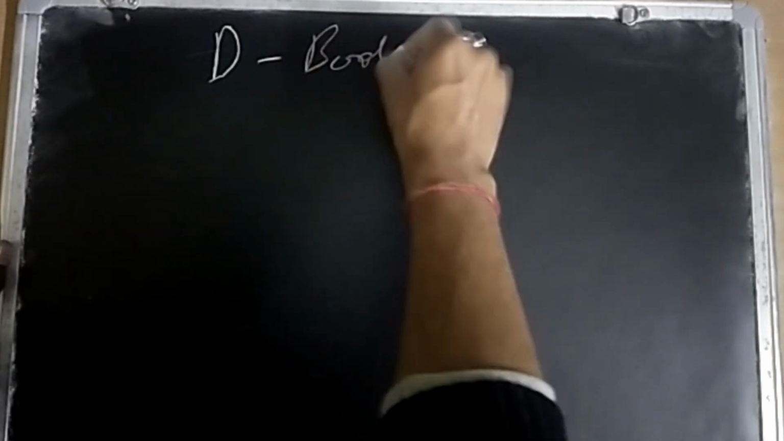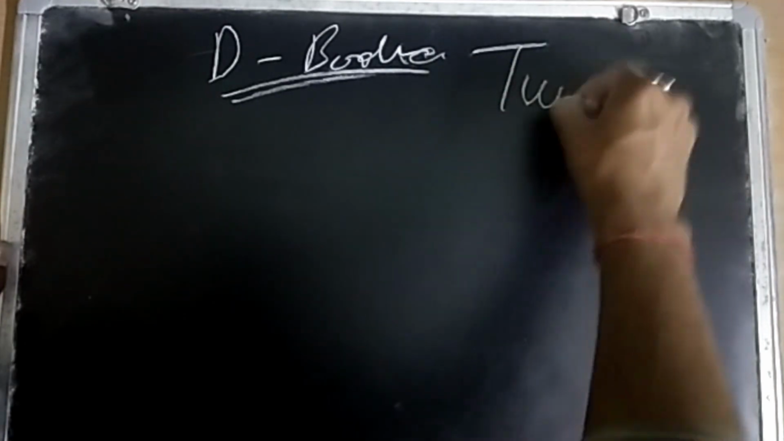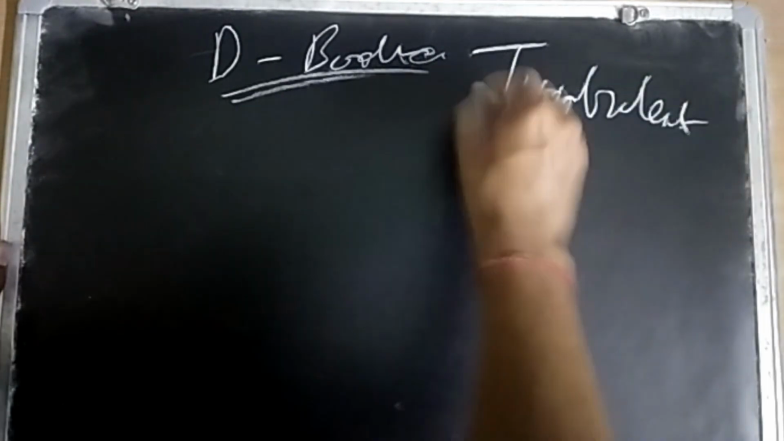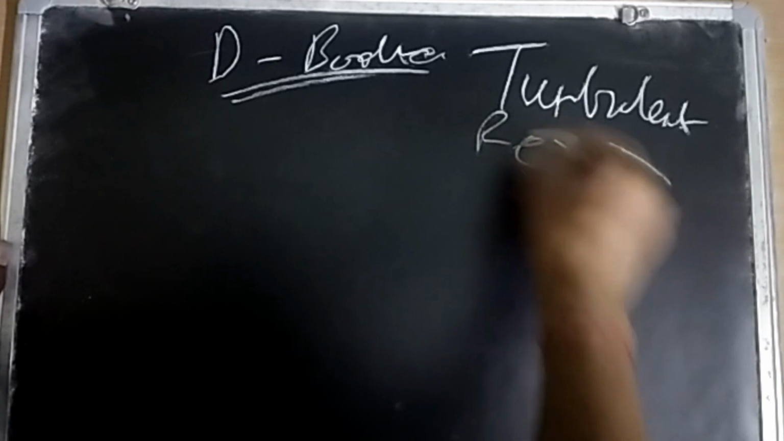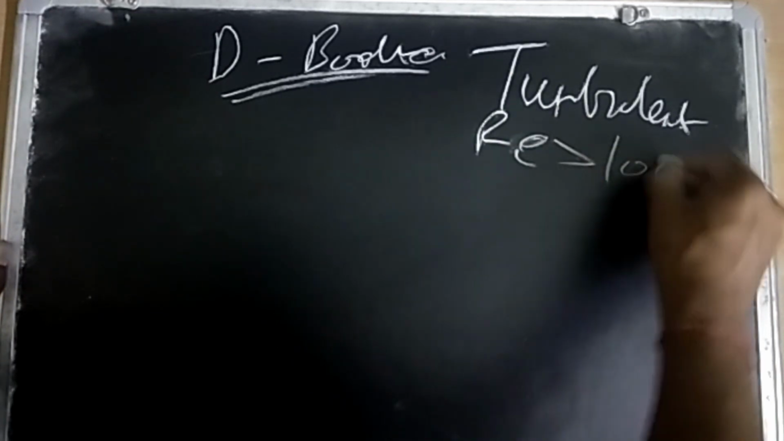And let me write some correlations that you need to remember. So first is the Dittus-Boelter equation, a correlation for turbulent flow. Remember turbulent. Re greater than 10,000, 10k.